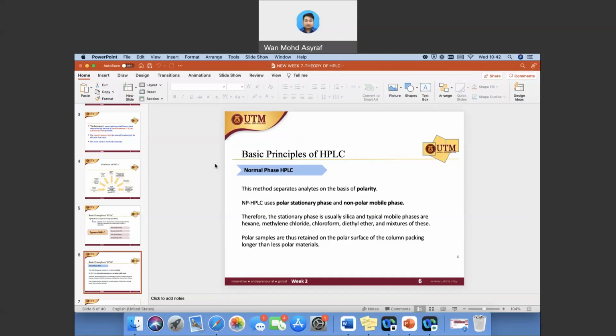Okay, so back to this. When we say normal phase, the stationary phase must be polar and the mobile phase must be non-polar. Therefore, the polar stationary phase would be some sort of polar compound, which is silica. The mobile phase would be a non-polar mobile phase, which is hexane, methylene chloride or chloroform. It depends on the combination as well. But the rule of thumb is that for normal phase, the stationary phase must be polar and the mobile phase must be non-polar.